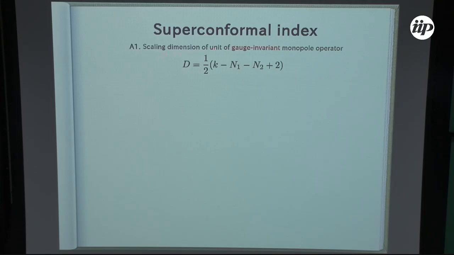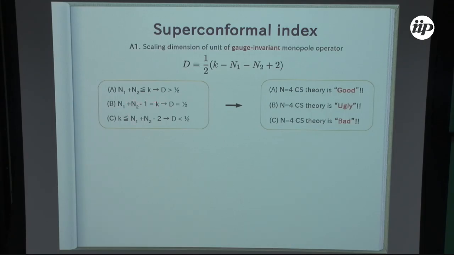we obtain the scaling dimension of the gauge invariant monopole operator, which is 1 and 1 for this total number of monopole charge, and this scaling dimension is given like this. So we apply to d greater than half, or d equal to half, then d less than half, and we obtain this classification from this. So this case suggests that the theory is good. This case suggests ugly. This case suggests bad. And this actually is the same as the previous classification by the three-sphere partition function.